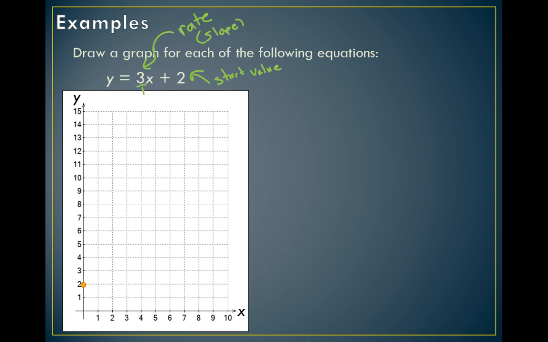So from there, I rise 3, run 1. Same as yesterday. Rise 3, run 1. From that point, rise 3, run 1. How many do I do? Well, I like to go right to the edge of the page. That way I know exactly where to put my ruler, but you don't have to go right to the edge of the page. You just need a few so that you can then draw your line.